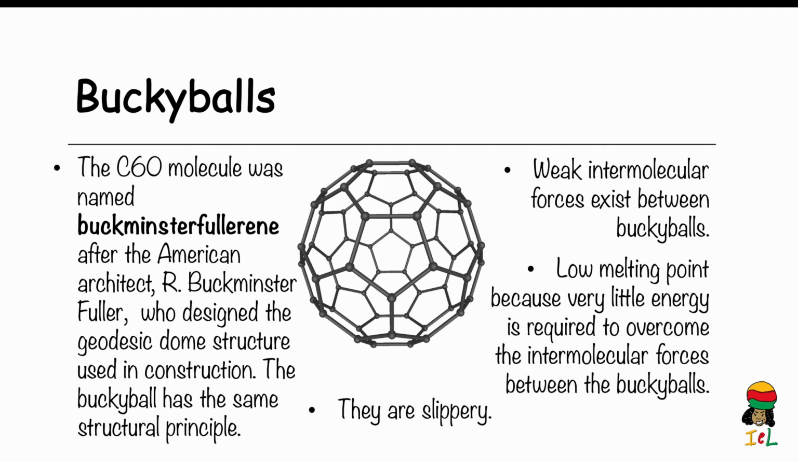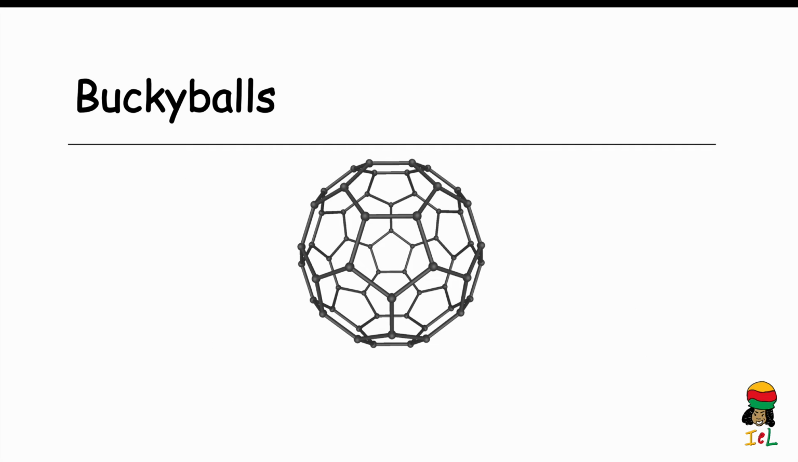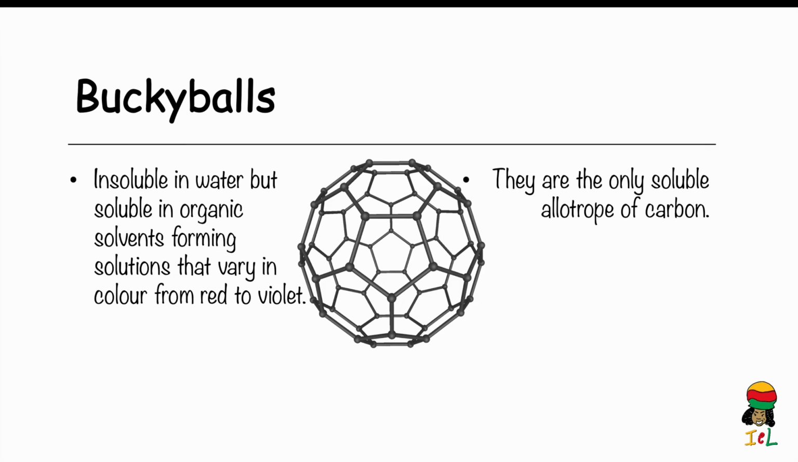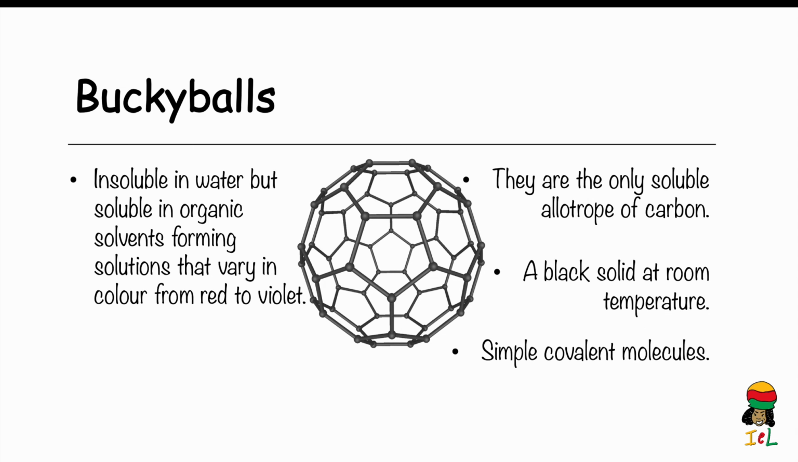The weak intermolecular forces also allow the buckyballs to slide past each other, which gives them a very slippery property. Buckyballs are insoluble in water but soluble in organic solvents, forming solutions that vary from the color red to violet. In fact, they are the only soluble allotrope of carbon. Buckyball is a black solid at room temperature. Buckyballs are classified as simple covalent molecules, so each ball is a simple covalent molecule.